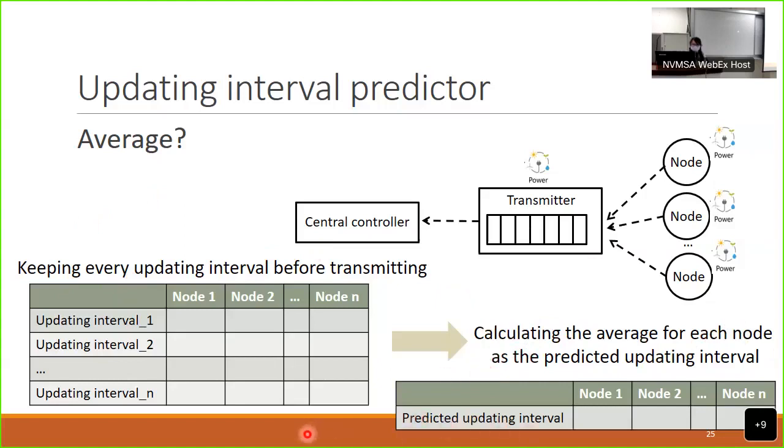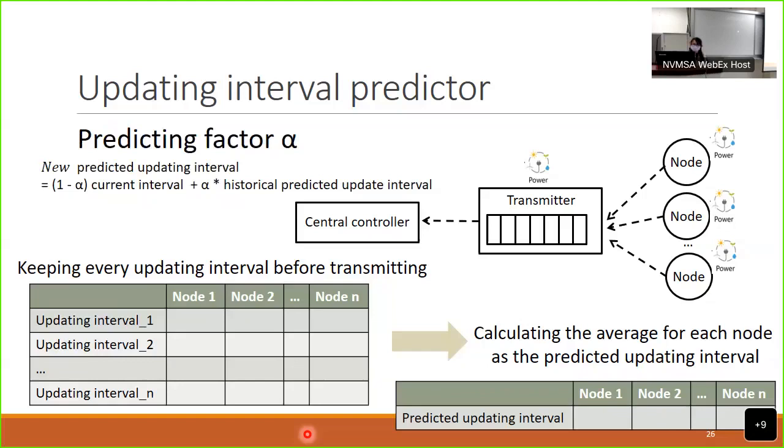But in intermittent systems, these small devices are usually very small embedded systems, so the space overhead in such systems should not be very large. So we don't want to use this way. Instead, in MASA, we adopt a predicting factor alpha to predict the updating interval.